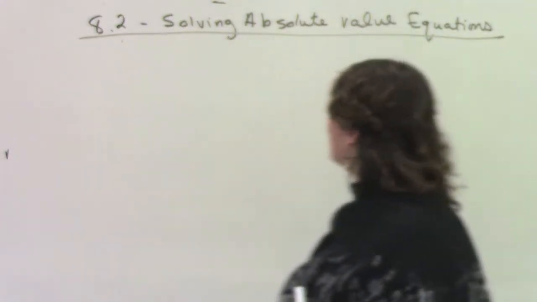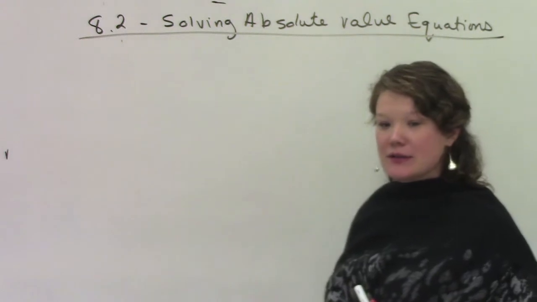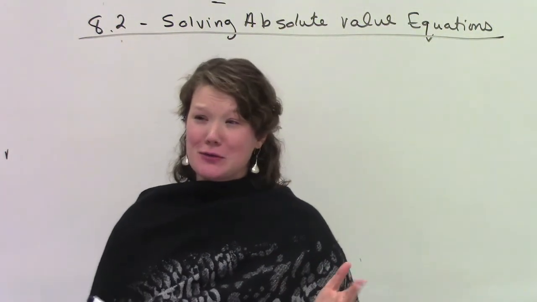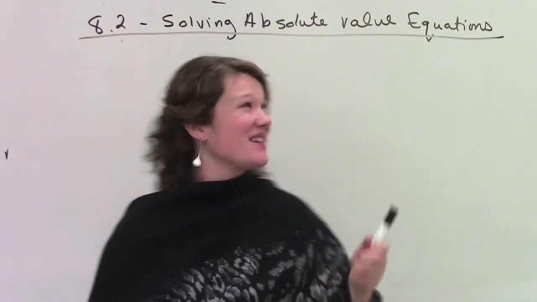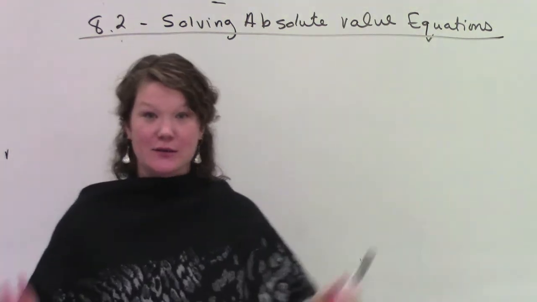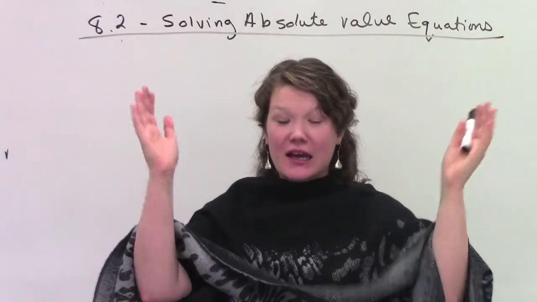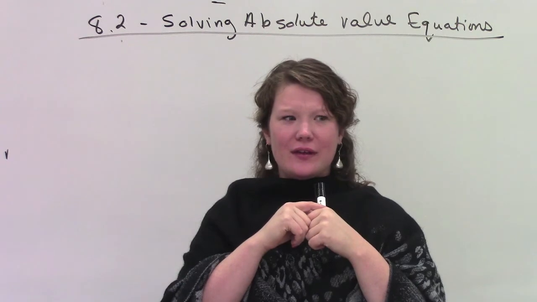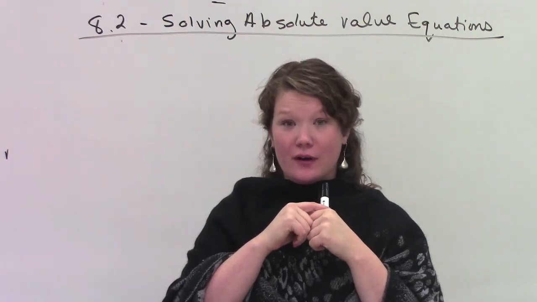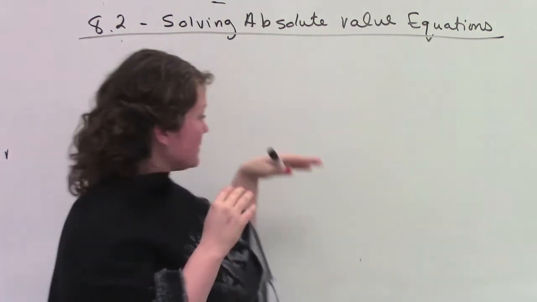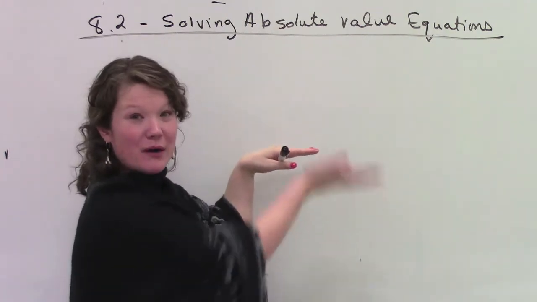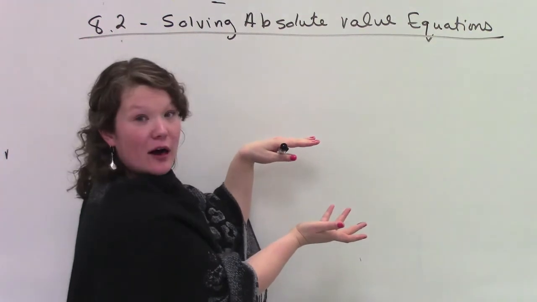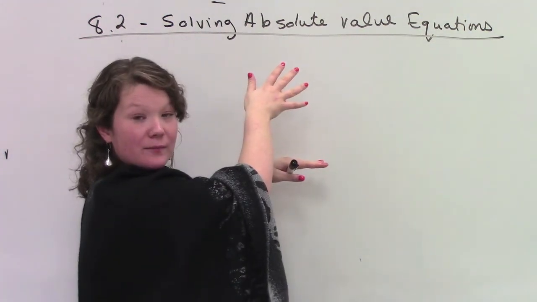8.2, solving absolute value equations. A couple of days ago, last section, we talked about how to graph these absolute value functions. And we know that they look like V's if they're linear, and they look like W's if they're quadratic. Basically, anything that goes below the x-axis gets flipped up. So any negative values of y turn into positive values of y.